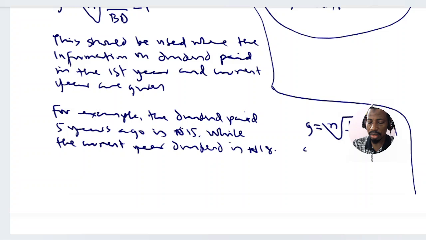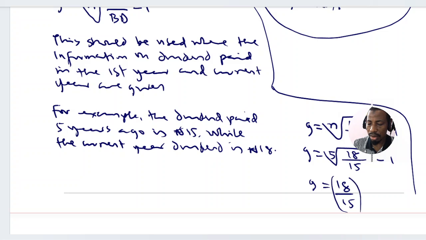minus 1. Therefore, G will be equal to my N. We have been told that the dividend was paid 5 years ago, so N is 5. So here it will be the 5th root of the latest dividend, which is 18 naira, over the dividend paid in the first year, which is 15 naira, minus 1. So mathematically, my G will be equal to 18 divided by 15 raised to power 1 over 5, minus 1.